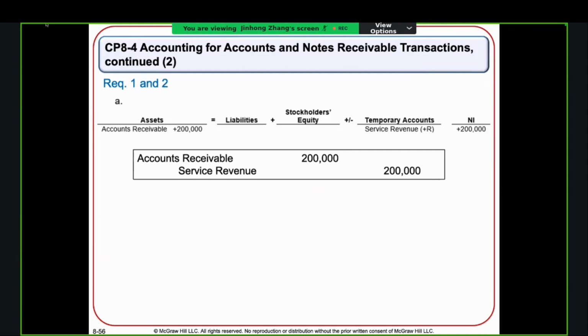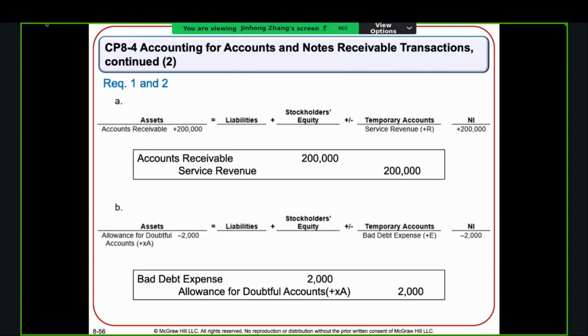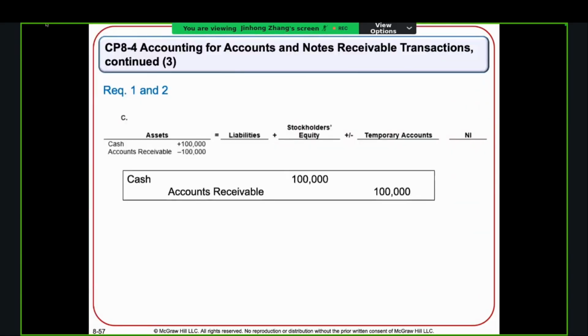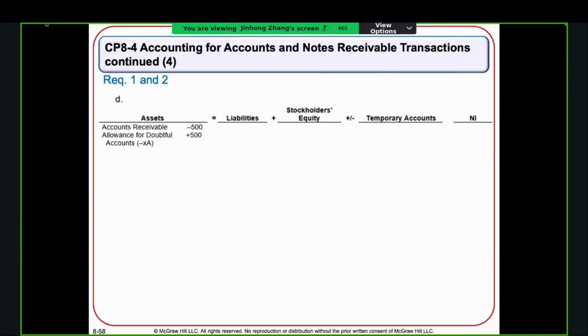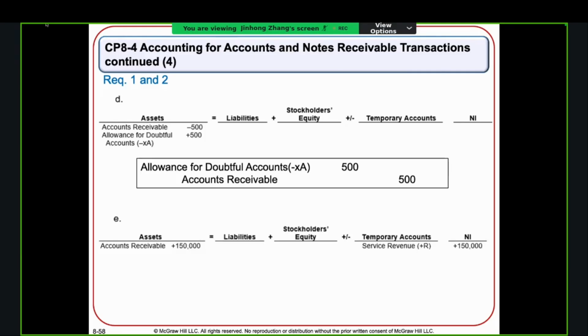So, accounting for accounts and notes receivable. Again, accounts receivable, you book the full amount, and then whenever you do an estimate, you increase bad debt expense and increase allowance for doubtful accounts. Okay, so that's the principle. And of course, when you have notes receivable, you receive the cash and then get rid of accounts receivable. And when you recover the money, you reverse the allowance and also reverse accounts receivable.